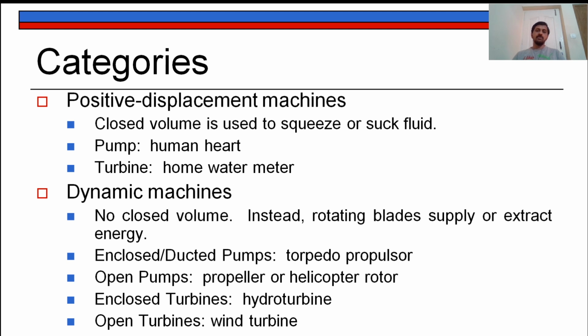Some of you will be having the corporation water coming into your home, right? So on the line, they install a meter to measure how much quantity of water is consumed. That home water meter is an example of a turbine, because it converts hydraulic energy to mechanical energy, and the mechanical energy will displace the needle.